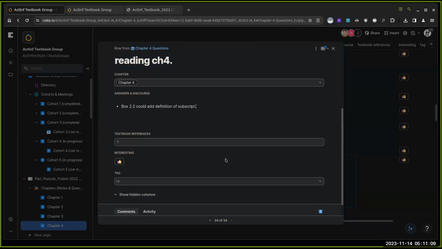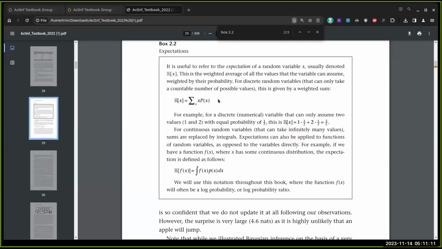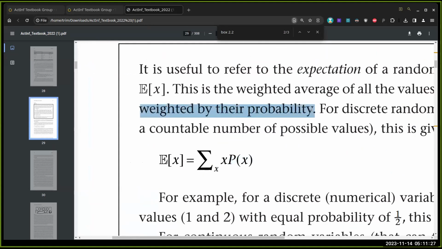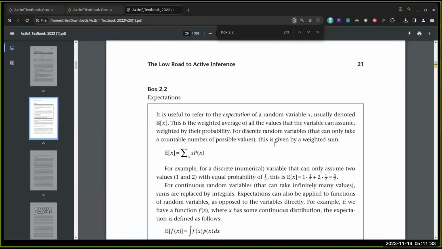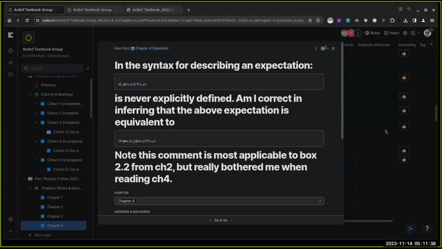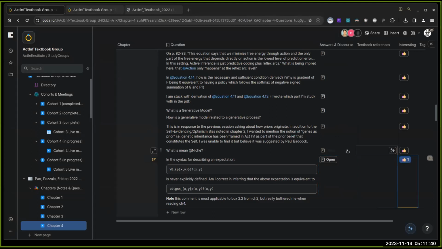Okay. Yeah, box 2.2 could have a definition of the subscript. Here's the probability, this is the weighting. Here's the value of x. Here's the value of x weighted by its probability. And here's summing over x values. And that's the expectation of x. But you're right, when you have two variables, it needs to be treated a little bit carefully.